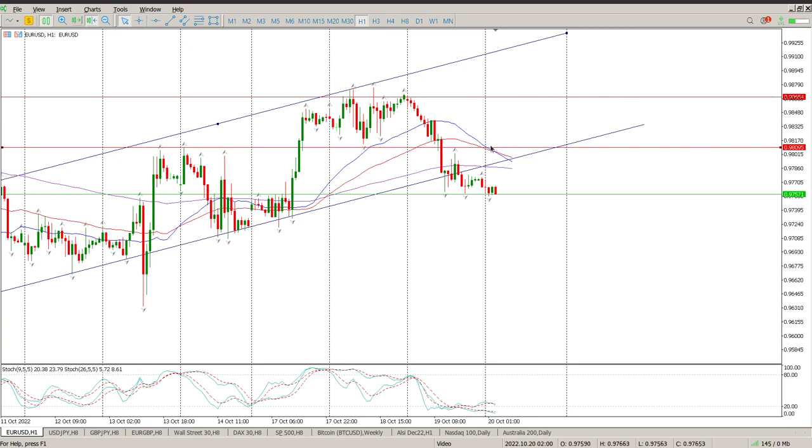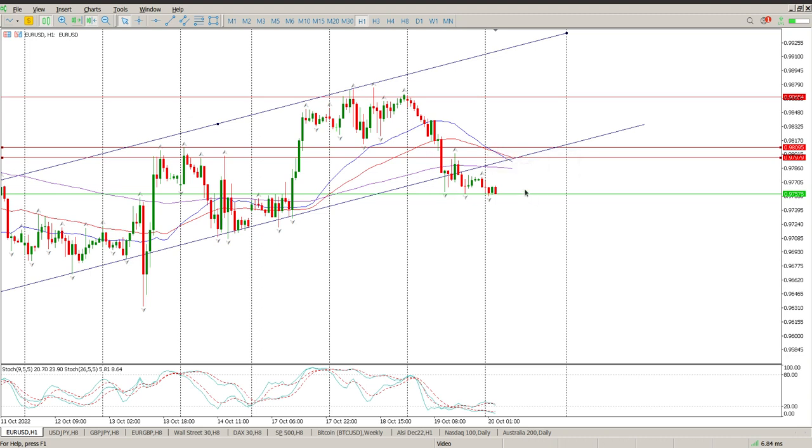So the first pullback that we're looking at is rather a zone, should I say. Just want to get it exact. So you can see there's the previous area of resistance. We did reject it yesterday, so that is the first area. So I'd be looking at 097979 or alternatively 098095. So that's the first thing.